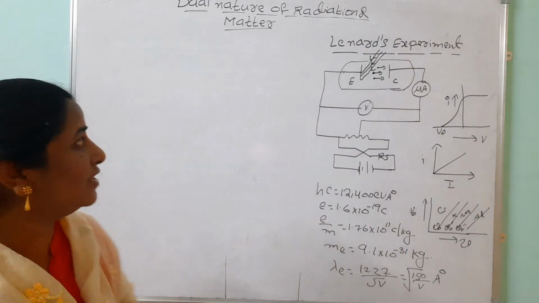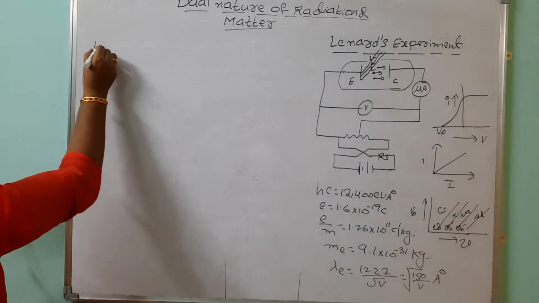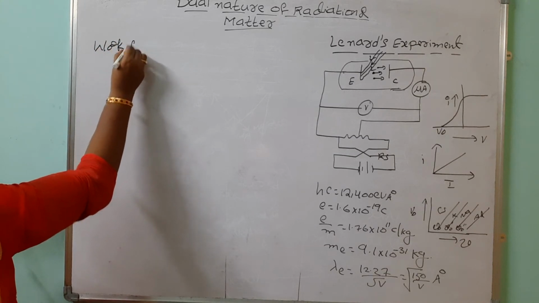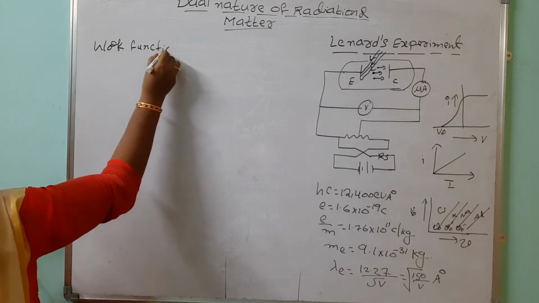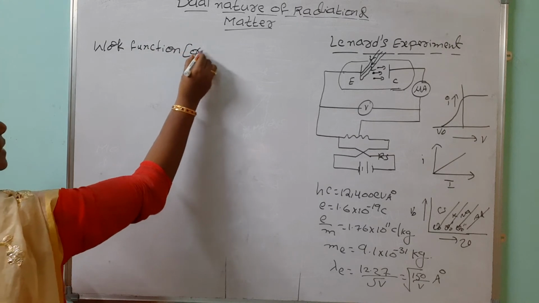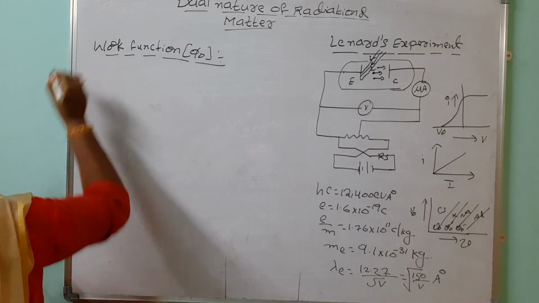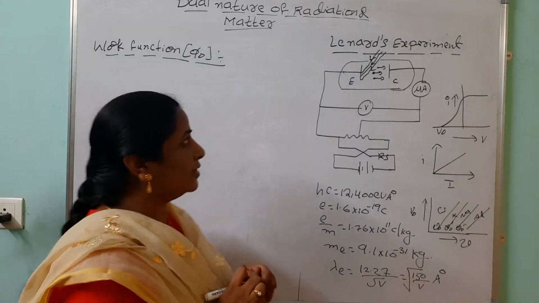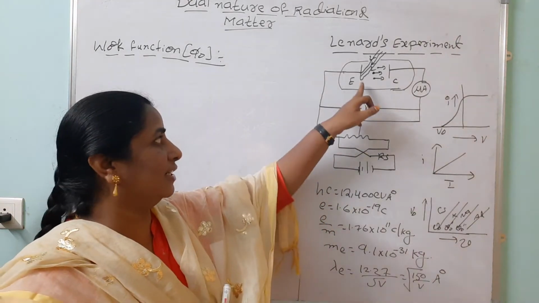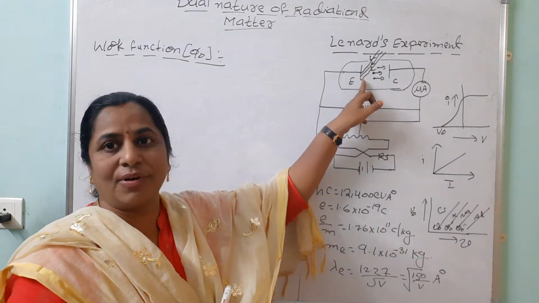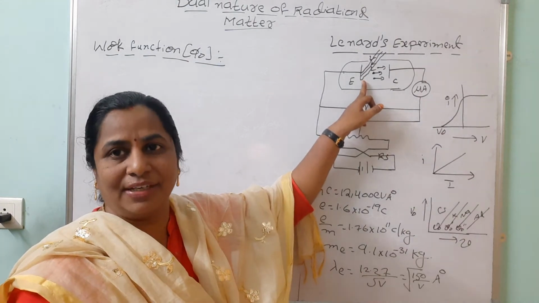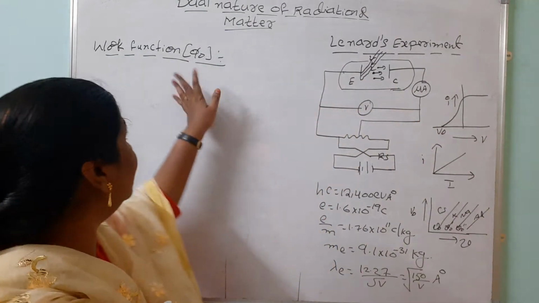Look here. The first one is the work function. What is the work function? The minimum energy required to liberate the electrons from the emitter, or from the photosensitive metal, is called the work function. When light falls on it, we require minimum energy to liberate the electrons, and that is called the work function.